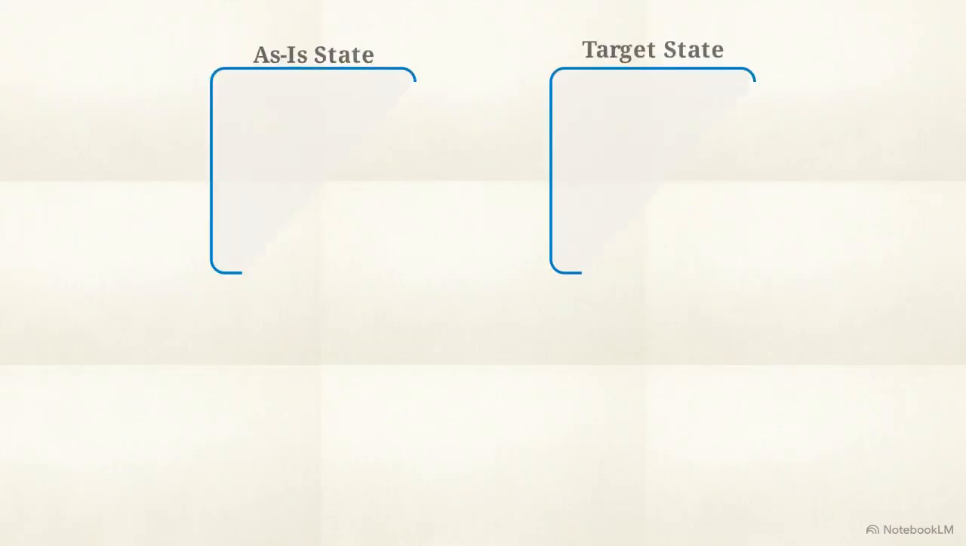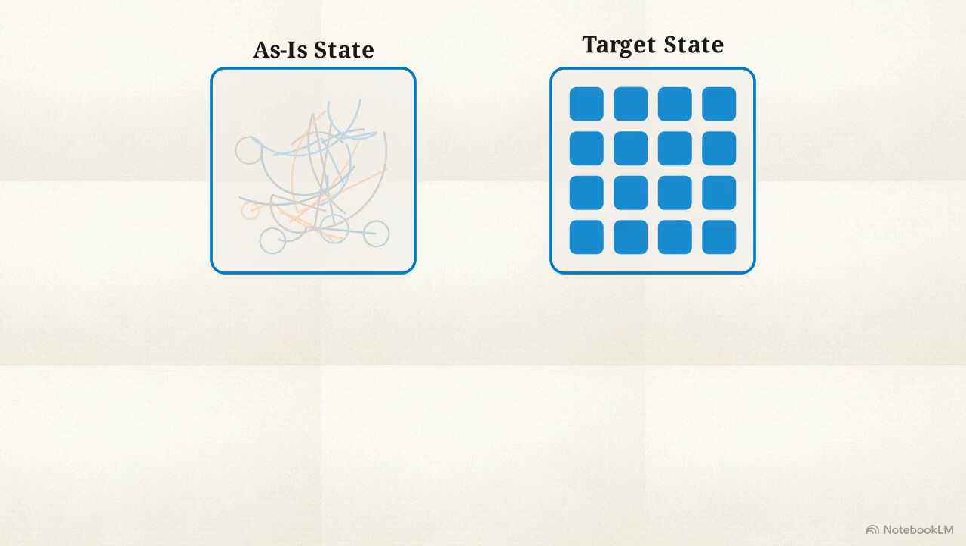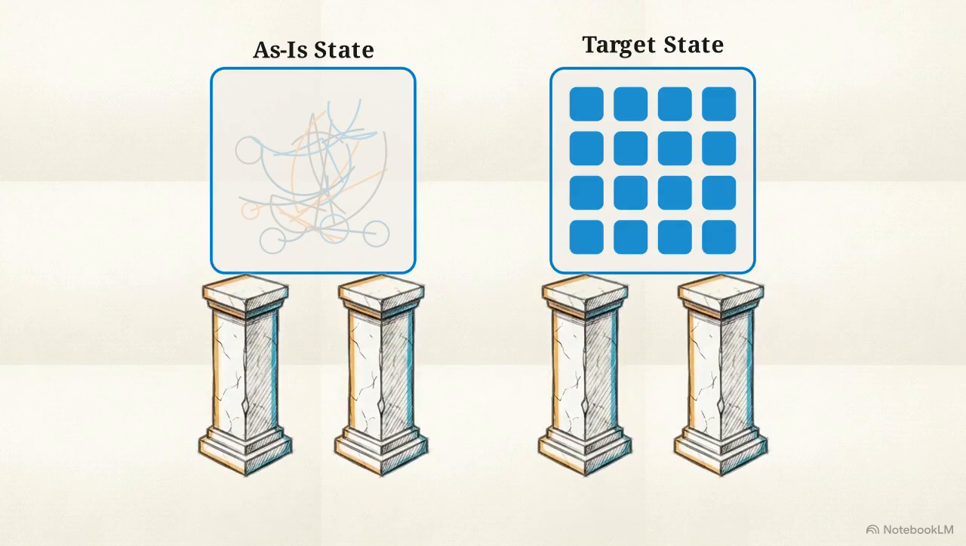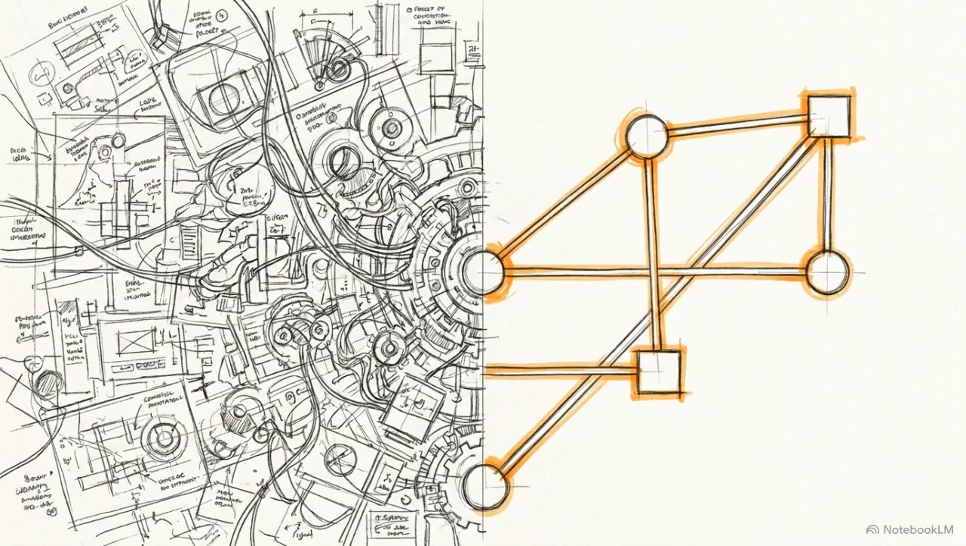The core action is straightforward: establish the current as-is state and define the target state across all 4 architecture domains: business, data, application, and technology. But there is a strict operational rule for this phase. Architects must aim for absolute clarity of decision, actively avoiding the trap of exhaustive detail.